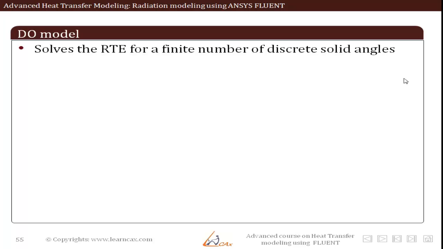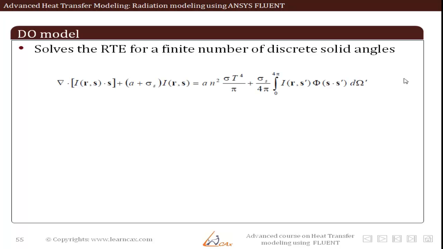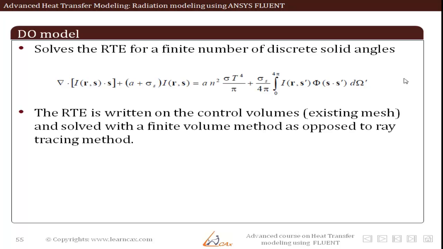Now comes the last model, that is the DO model. This is named the Discrete Ordinates model. This model solves the radiation transport equation for a finite number of discretized solid angles. This is very similar to solving CFD variables on a finite volume grid.